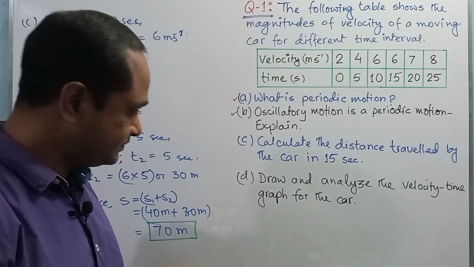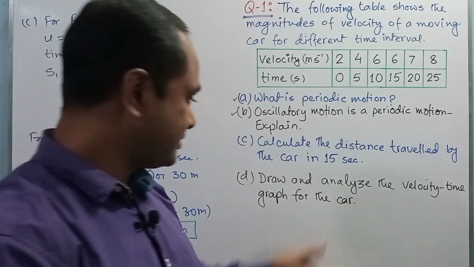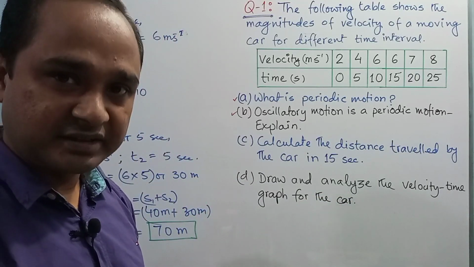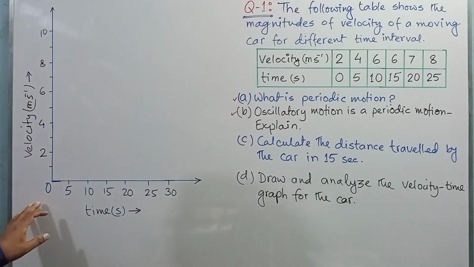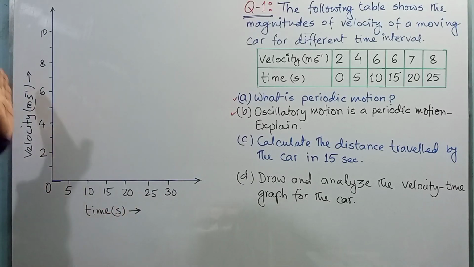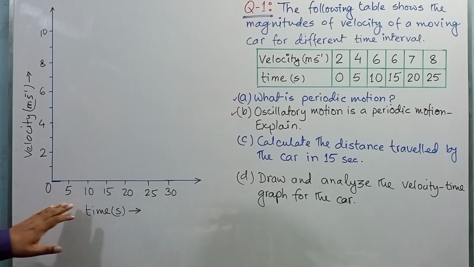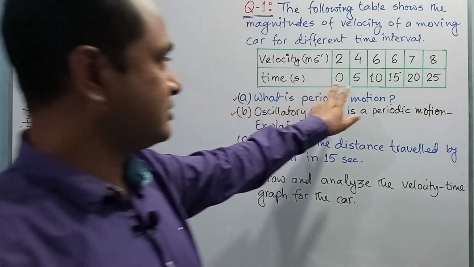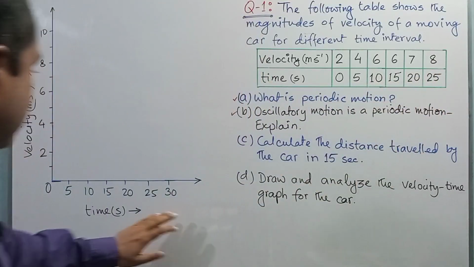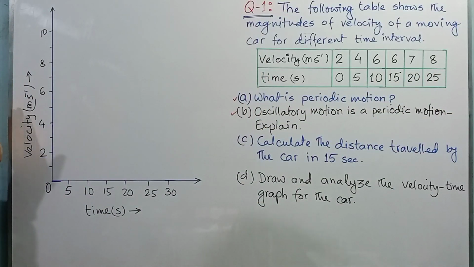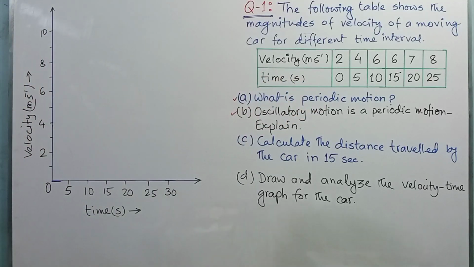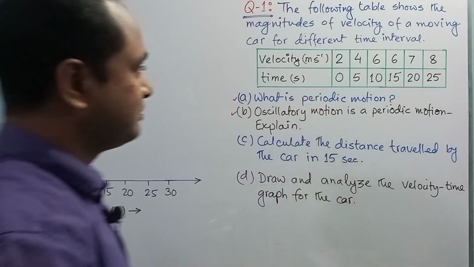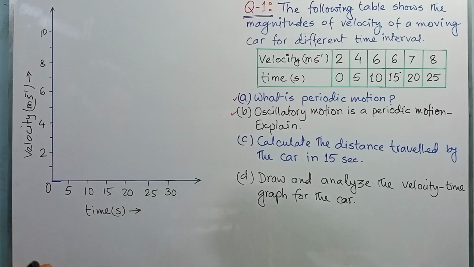Now we are going to draw and analyze the velocity versus time graph for the car. Dear student, first we have to draw two axes for the time axis and velocity axis, right? In the horizontal axis we have to plot the different values of time, that is 0, 5, 10, 15, 20, 25, and in the vertical axis we have to draw the different magnitudes of the velocity. Okay, now we have to plot the different velocities against the values of time.